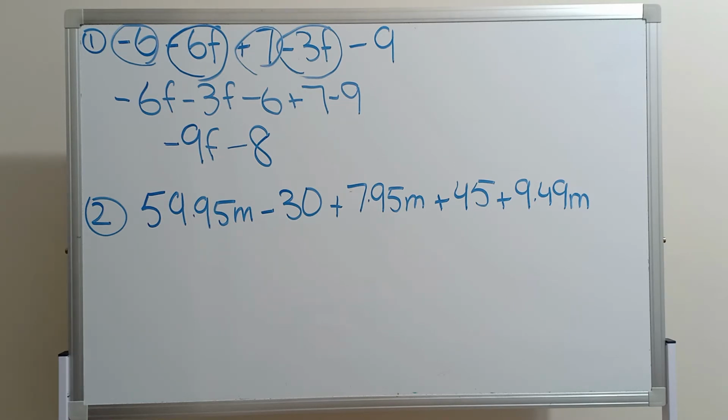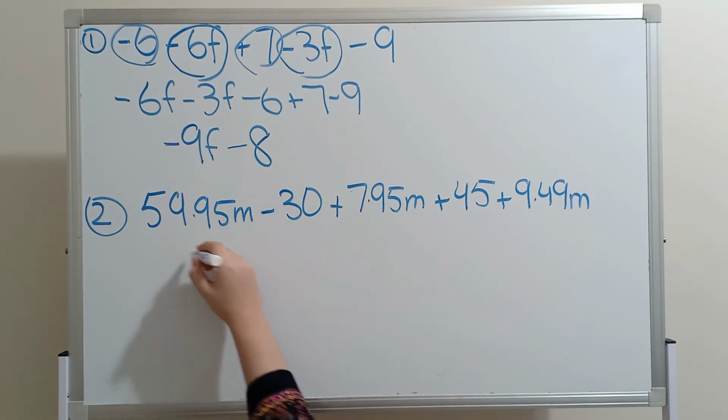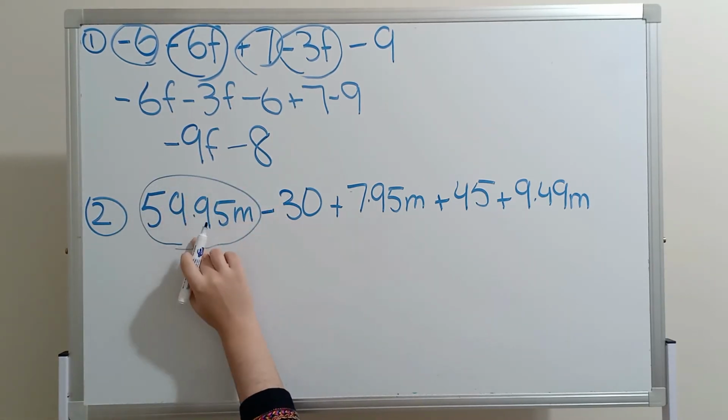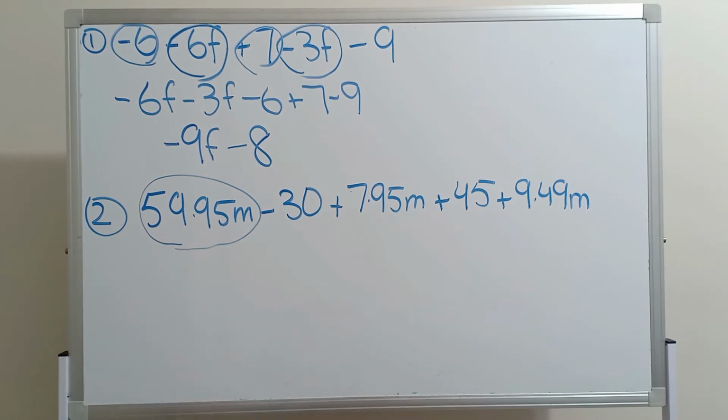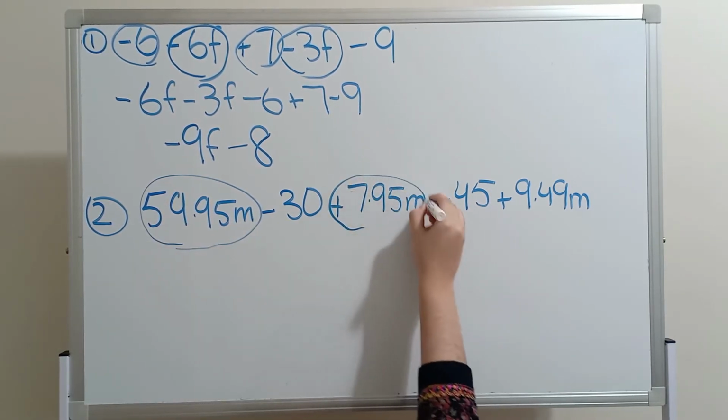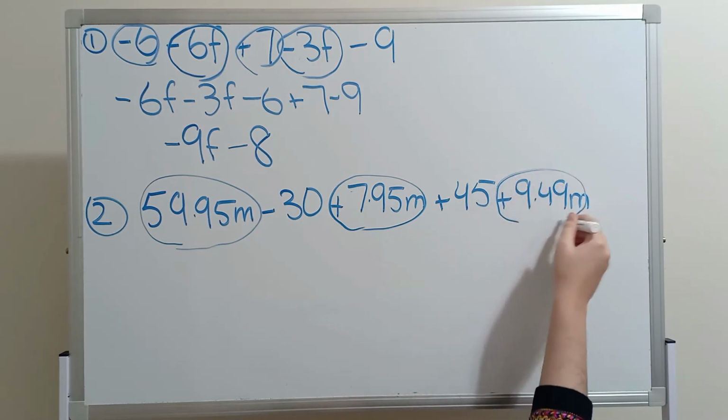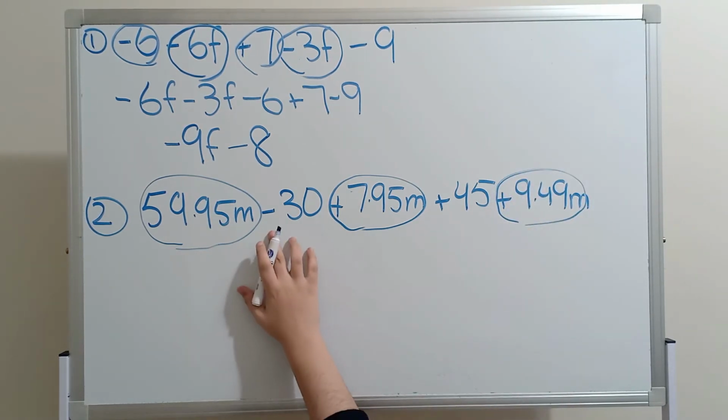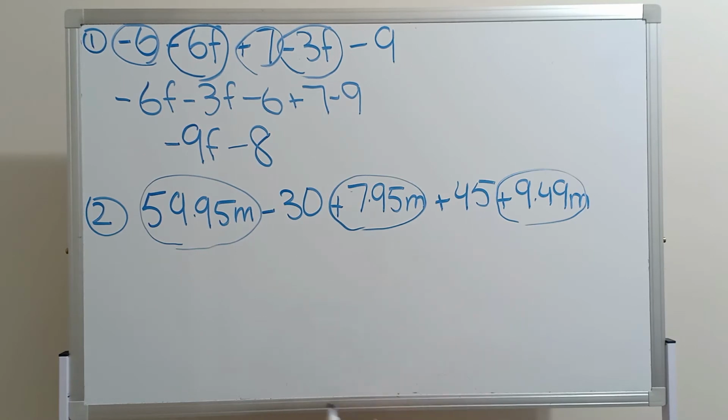Now let's do another one. We have 59.95m subtract 30 plus 7.95m plus 45 plus 9.49m. Here we have only one variable, which is m. First, let's circle the like terms. Here we have the first like term, which is positive 59.95m. We know it's positive because it does not have a negative sign in front of it. Then we have positive 7.95m and positive 9.49m. And we have the rest constant terms, negative 30 and positive 45.